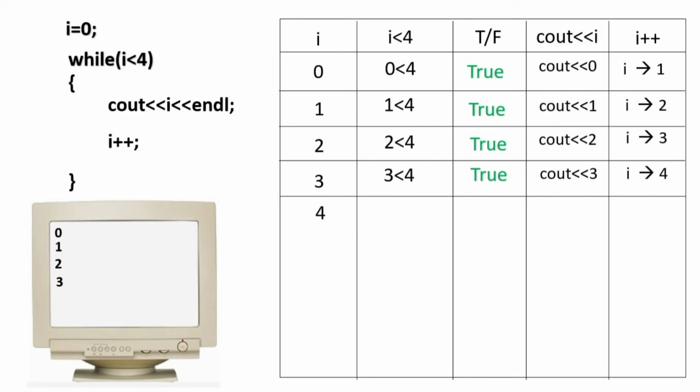Value of I is 4 now. 4 is not less than 4. Condition is false. Now we will end the while loop. If the condition is false, control will come out of while loop. Values of I are printed as 0, 1, 2, 3 in different lines because we are using end L after printing each value of I.